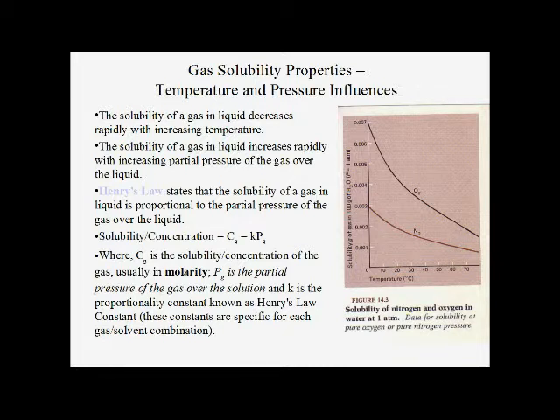We can quantify or predict our solubility of a gas in water using Henry's law. Henry's law is that the solubility of a gas in a liquid is proportional to the partial pressure of the gas over the liquid. So our concentration is equal to a constant times the partial pressure of the gas. And the constant will be for the particular combination of the solute, the gas, and the liquid, the solvent.